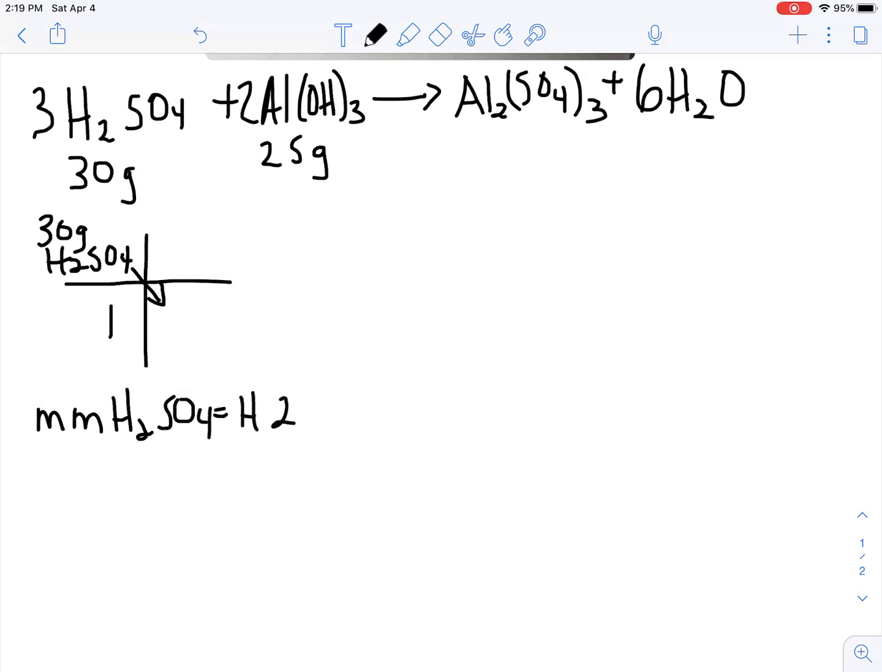I have hydrogen, there's 2 of them. Sulfur, there's 1. Oxygen, there's 4. And then you multiply by how much they weigh. Hydrogen is 1.01. Sulfur, let me go to my Bible, is 32.06. And then we all know that oxygen is 15.999. So then you multiply.